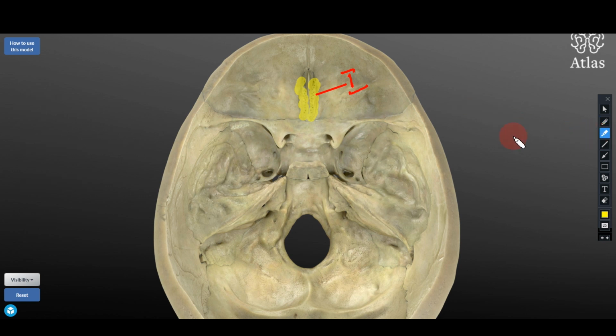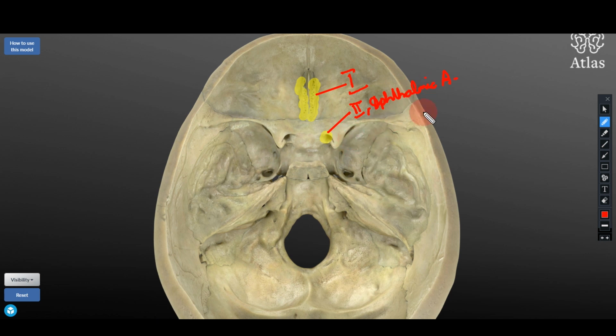The next foramen that you see here is the optic canal. It is not a foramen technically, it is a canal because it is a tunnel. This allows the passage of cranial nerve number 2, that is the optic nerve, along with the ophthalmic artery. Ophthalmic artery is an important branch of the internal carotid artery.